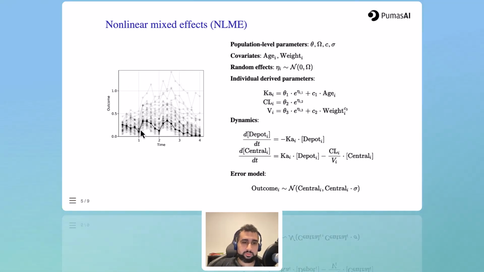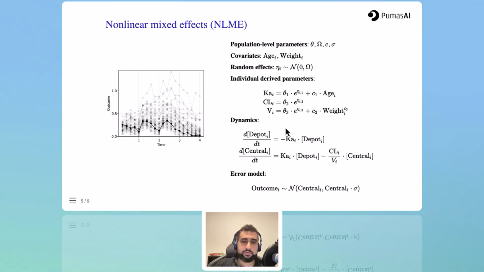So let's imagine each one of those trajectories here is a specific subject or a specific patient. These could be drug concentrations over time for one patient, and then we have different trajectories, or different time series data, for different patients. Now, the idea is that we know that these dynamics are governed by some differential equation system.